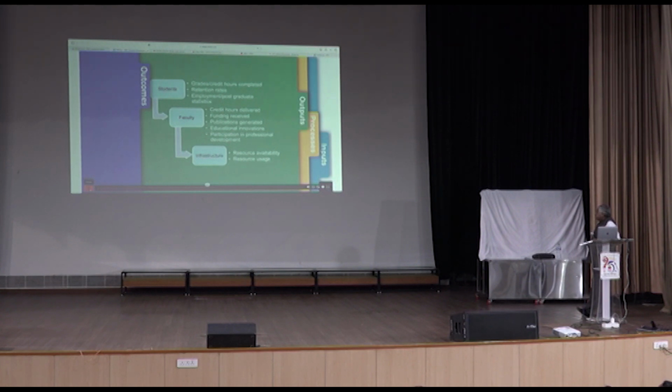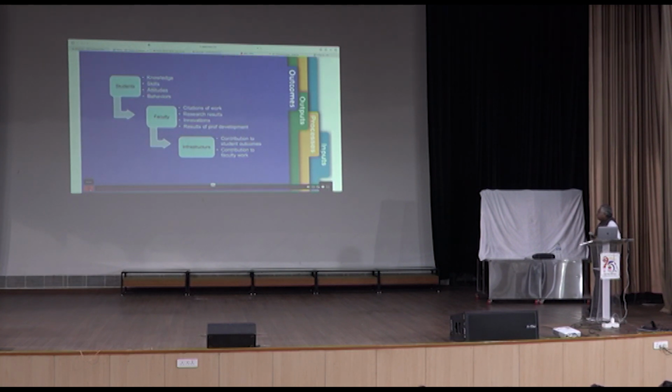Think about infrastructure as resource availability. So what kinds of resources? What kind of resource usage? I can remember when we used to actually count the number of books in the library as evidence of quality of our institution. We're now talking about educational outcomes, and what we mean by outcomes is what is the result of the inputs and processes, the impact that it's had on our students and our faculty.